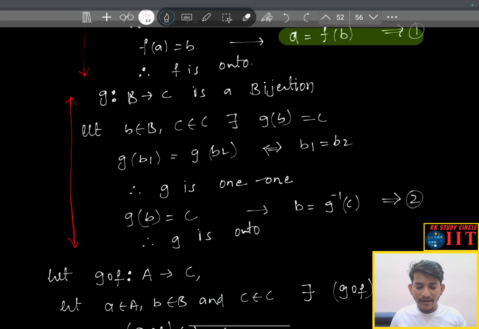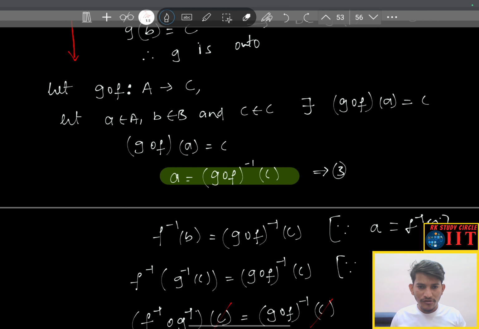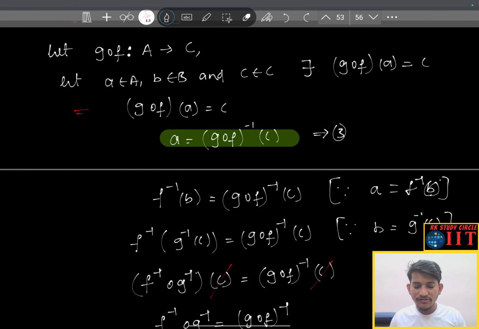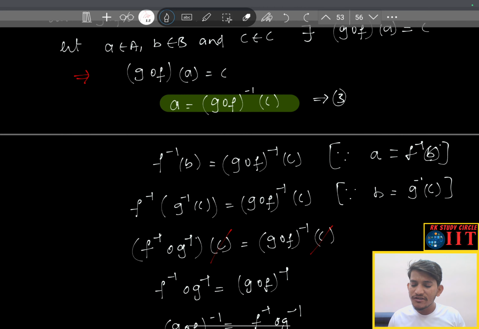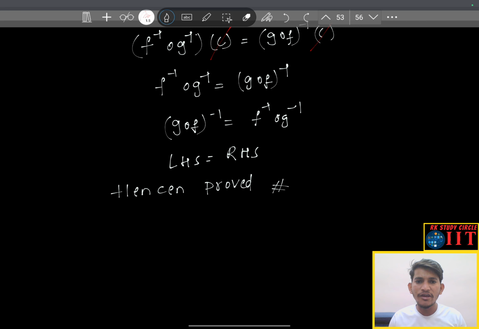After completing this, I'm simply writing g of f, the composite function mapping from A to C. That is also a bijective function that we already know. And I'm writing its formula, that is (g of f) whole inverse of A equals C, where A is nothing but (g of f) whole inverse of C. From equations number 1, 2, and 3, you can manipulate on your own and get this expression where (g of f) whole inverse equals f inverse of g inverse, LHS equal to RHS, hence proved.